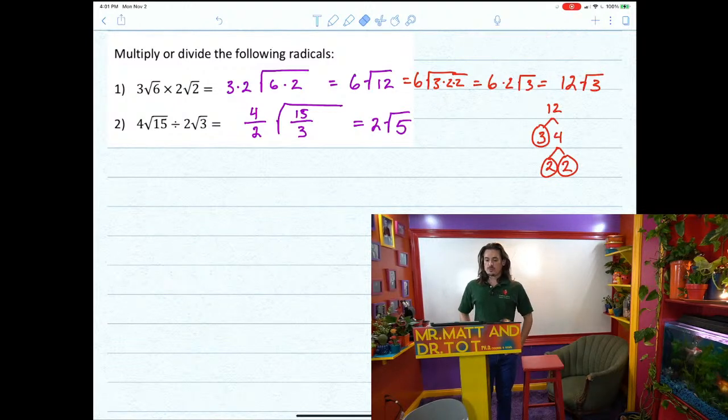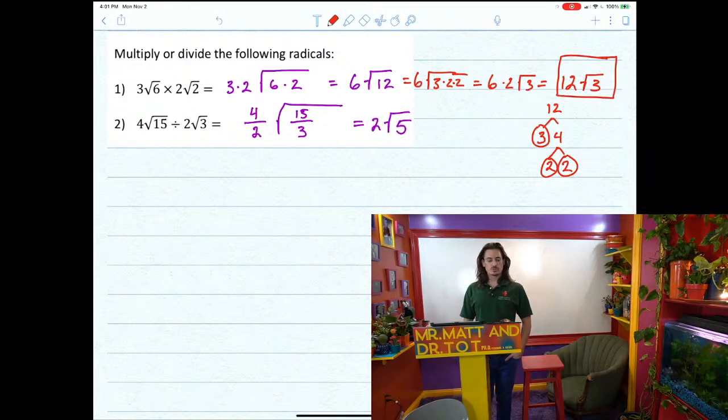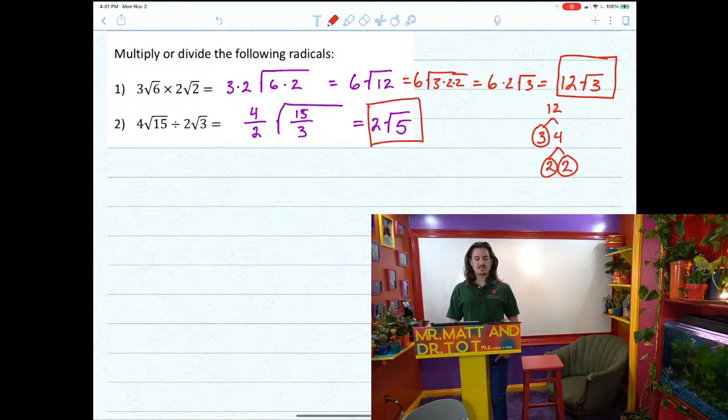Okay, so number 1 is 3 root 6 times 2 root 2. So we're just multiplying straight across, coefficient times coefficient, radicand times radicand. So we're going to have 3 times 2 times the square root of 6 times 2. 3 times 2 is 6. 6 times 2 is 12. Now, that is the answer here, one answer. However, it's not in simplified form.